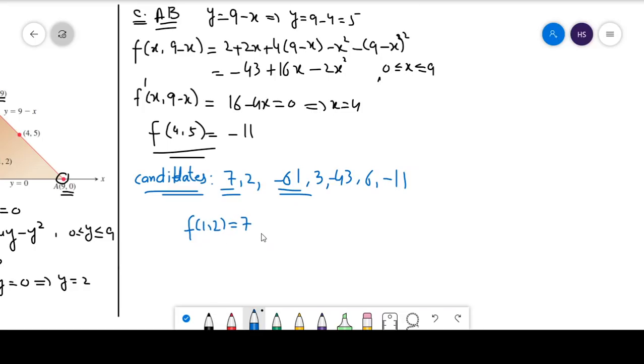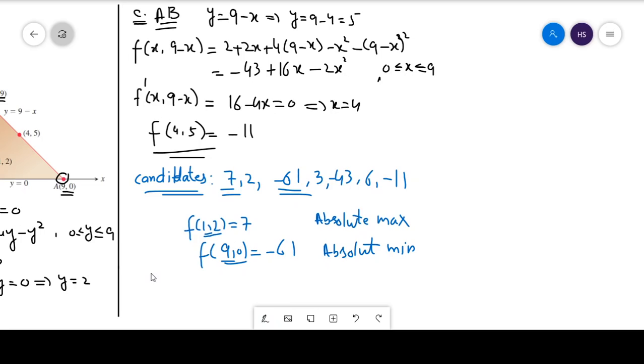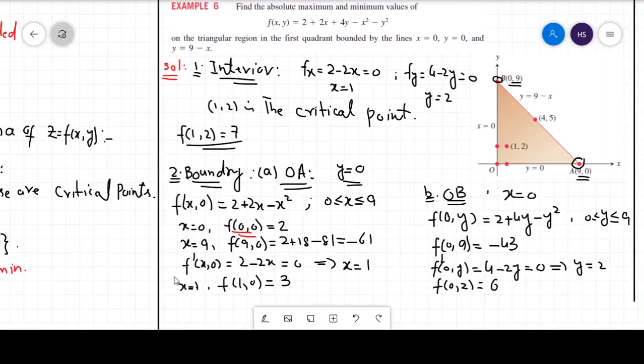This is f(1, 2) equal to 7, and f(9, 0) was equal to minus 61. So this is the critical point at which the function gives the absolute minimum, and this is the boundary point at which the function gives the absolute minimum. So this is our absolute min or global min, and this is our absolute max. So this is how you investigate the absolute extrema of a two variable function.